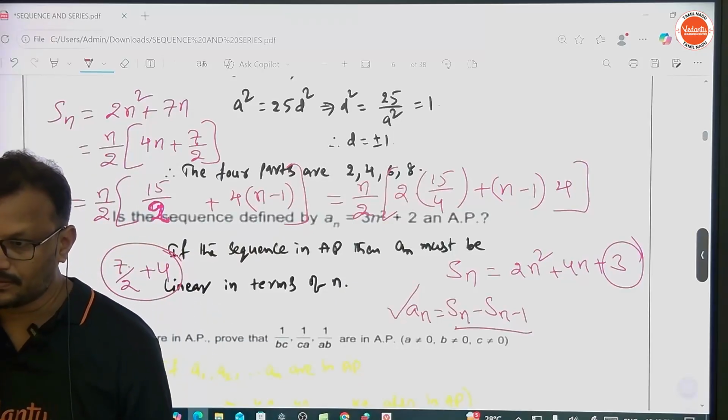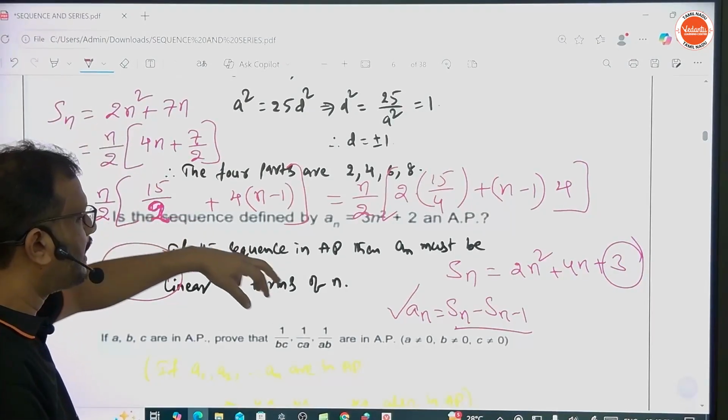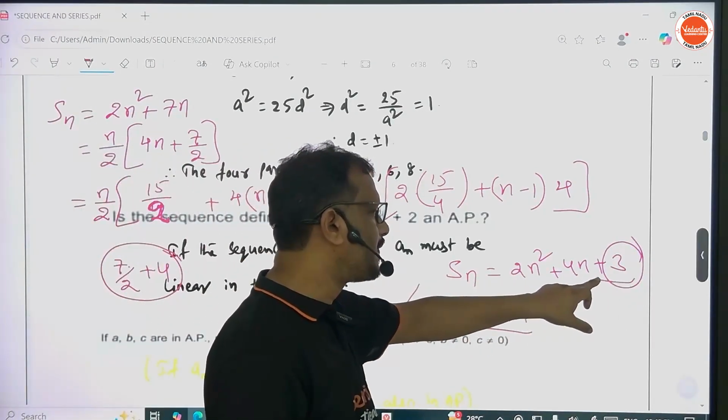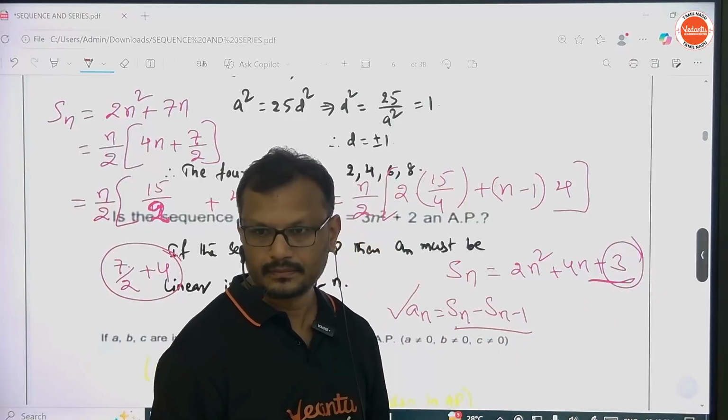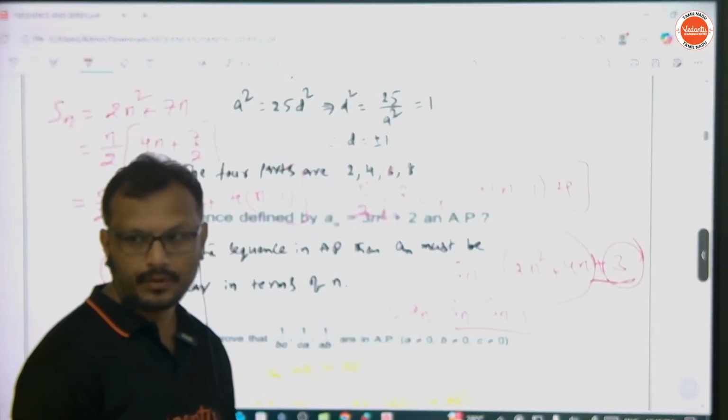So what is the first term now? 15 by 4. What will be the common difference? 4. So we can compare. Without doing all those things, we can do another way also. Like here, if a constant term is there, it is not in AP. Without a constant term, if you have anything like this, it will be AP only.